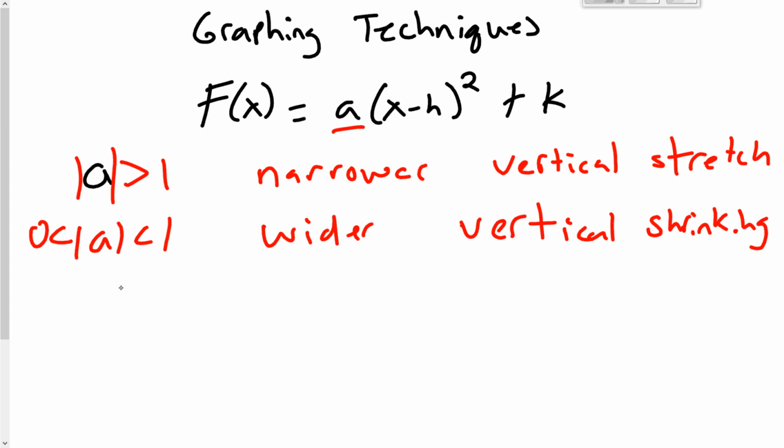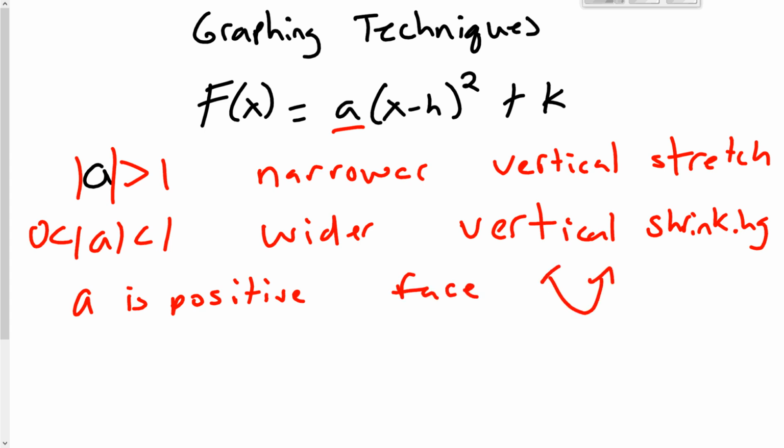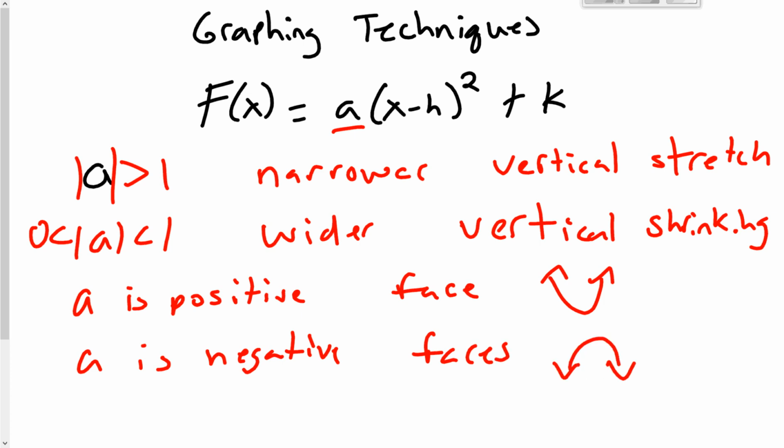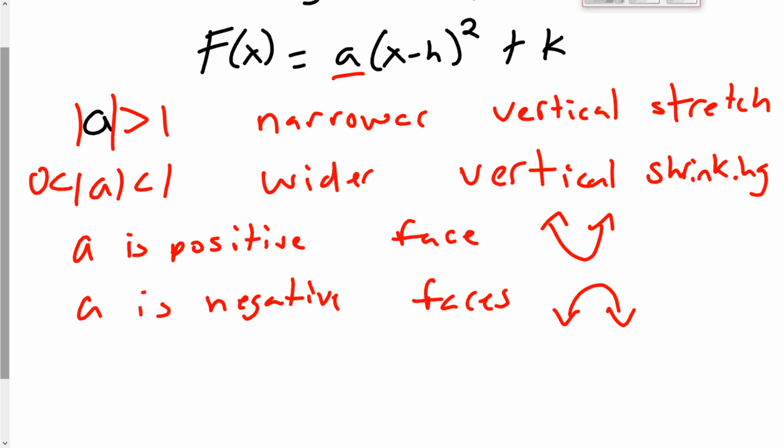Okay, if a is positive, that means your graph is going to face up. If a is negative, then it faces down. Okay, so those are the things with a.